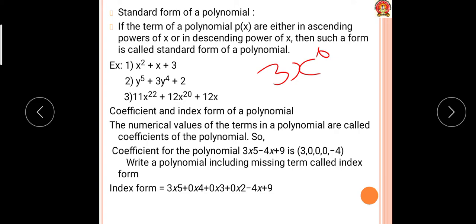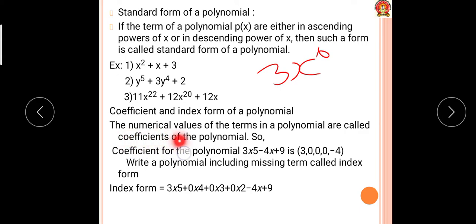Now what are the coefficient form and index form? Today I am explaining just this last concept, the coefficient form and the index form of a polynomial. The numerical value of a term in the polynomial is called a coefficient. Now see in this example x square. What is the coefficient of x square? The term is x square, so what is the coefficient here? 1. Next is 12x raised to the power 20. What is the coefficient? 12. What is the variable? x. What is the degree? 20. So in this term 12 is the coefficient of the variable x and the power is 20.